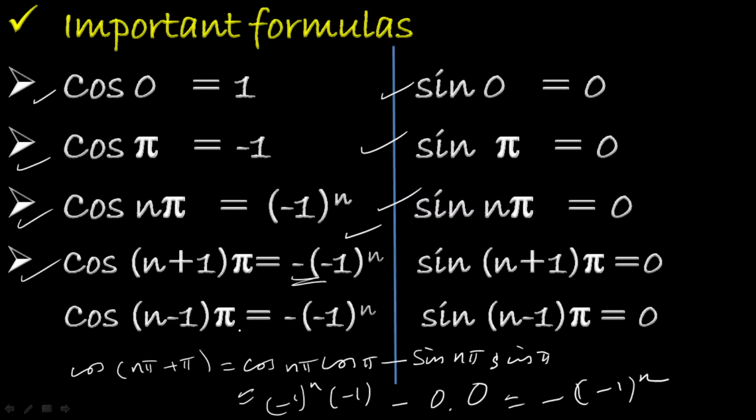And like that, cos((n-1) pi) is also minus of (-1)^n, because instead of plus here you have minus. But for this formula you have plus, so you have the same value, right? And sin((n+1) pi) is 0, whereas sin((n-1) pi) is also 0.